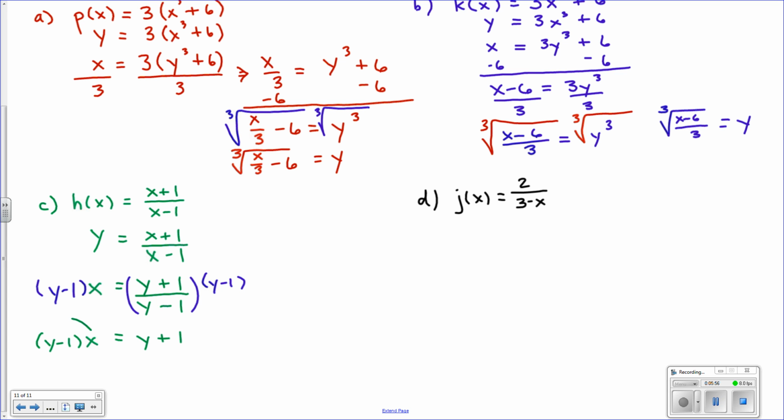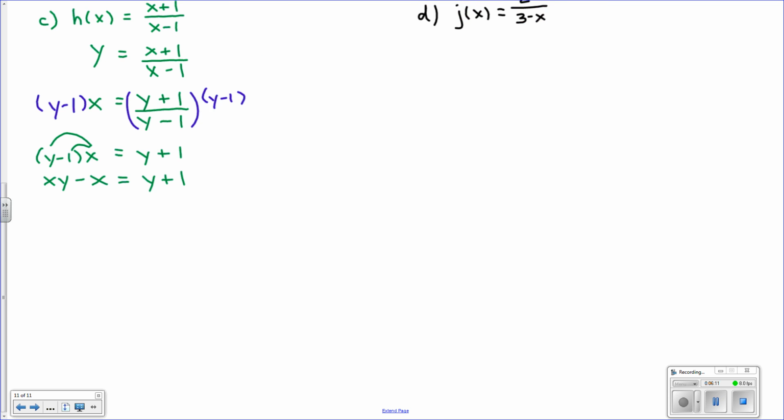So you're going to go ahead and distribute your x through. So you're going to have xy minus x equals y plus 1. And in order to end up solving it for y, we've got to now move this expression back over with the other y. At the same time, we can just subtract our 1 from each side, so we're going to do this all in the same step.